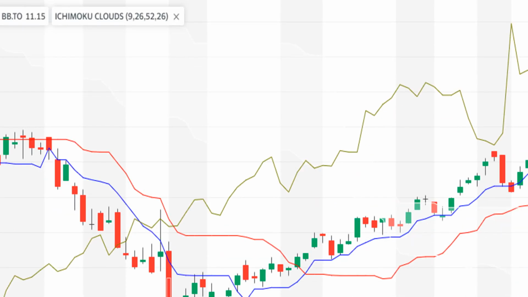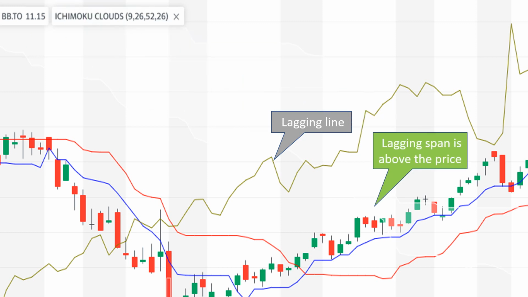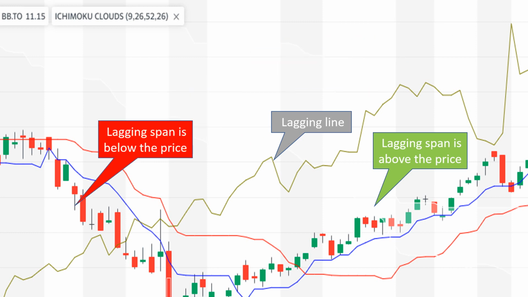The third component is lagging span, otherwise known as lagging line. Lagging line is typically used as confirmation of the signal, and also it shows the overview of the trend. When lagging span is above the price, it indicates a bullish bias and the trend is heading upward. When lagging span is below the price, it indicates the bearish bias and the trend is heading downward.